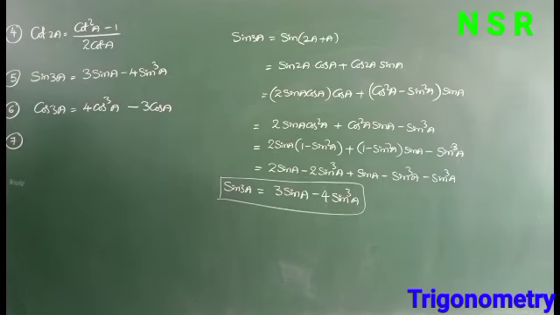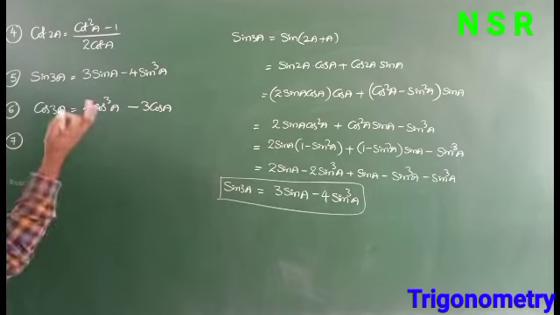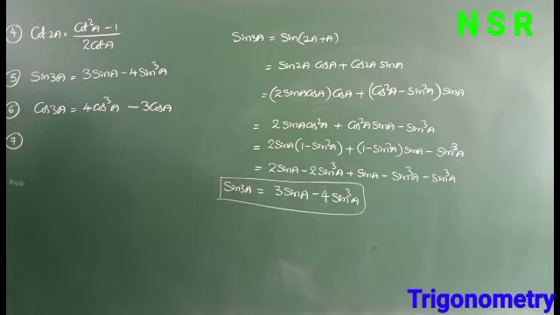Similarly, how to prove cos 3a? Cos of 2a plus a, and apply cos a plus b. Simplify it. In place of sin square, write 1 minus cos square. So we get the cos 3a formula.